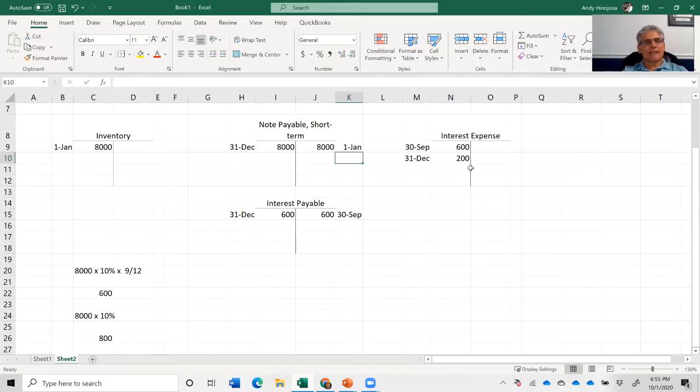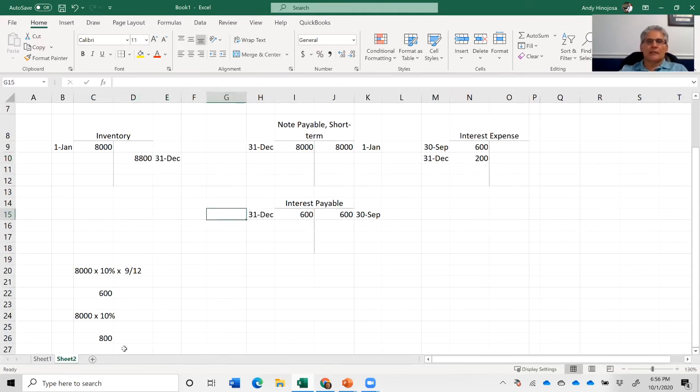So let's take a look at the debits here. We're going to debit note payable short-term for $8,000. We're going to debit interest payable for $600. In both cases, that's removing the payables that are showing on the T accounts. And then we're going to recognize $200 of interest expense. Once you add that all up, that's going to come up with $8,800. That total is the amount that's going to be credited to cash.